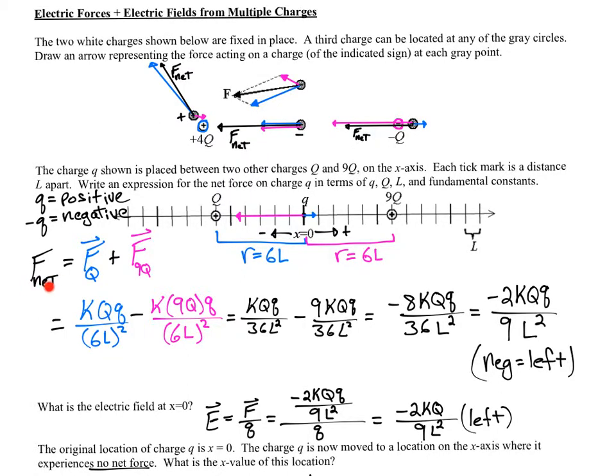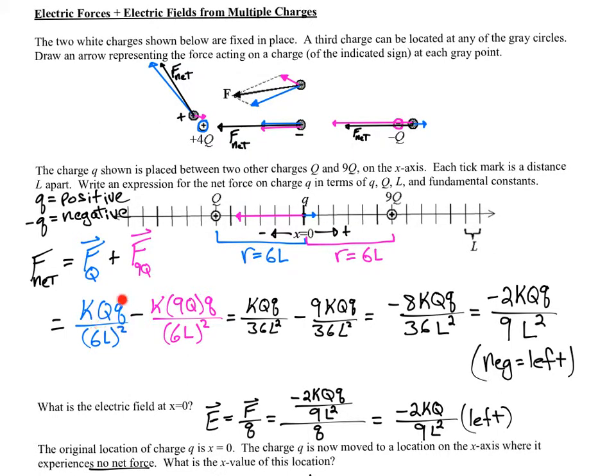Our net force is the force due to this charge plus the force due to this charge. The force here, positive and positive, is going to be repulsive. It's going to point to the right. The force from the 9Q charge, positive and positive, it's going to repel to the left. Because we have equal radiuses and 9Q is a lot bigger than 1Q, this repulsive force is going to be much bigger than this repulsive force.